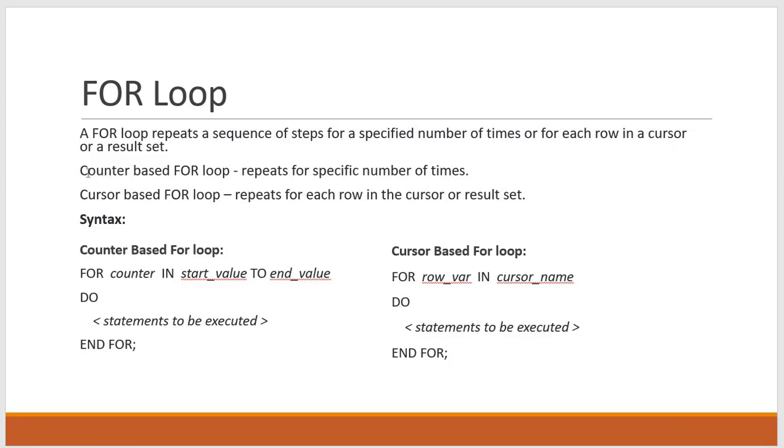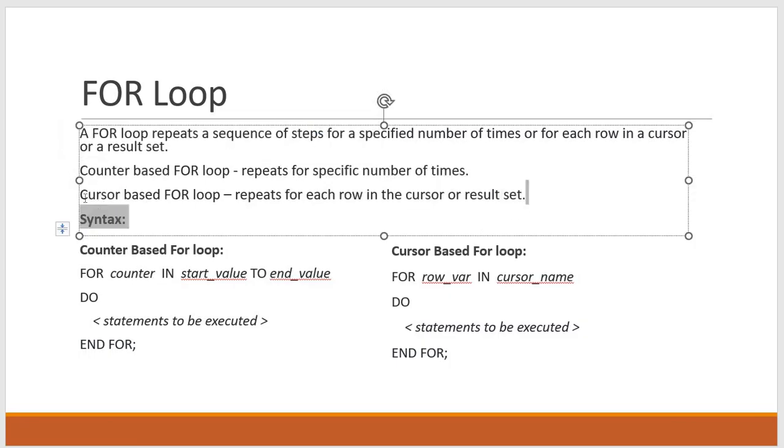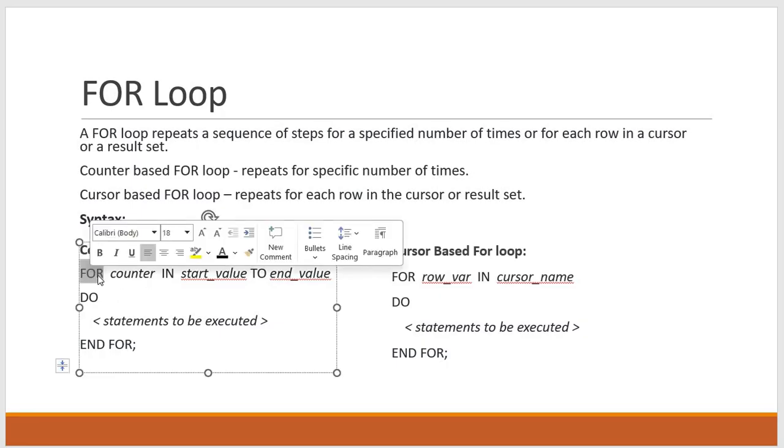So there are two types of for loops. The counter based for loop repeats a specific number of times. The cursor based for loop repeats for each row in the cursor or in the result set. I will explain only the counter based part in this session, and in later sessions I will explain the cursor part when I explain about cursors and result sets. So this is the syntax of the counter based for loop.